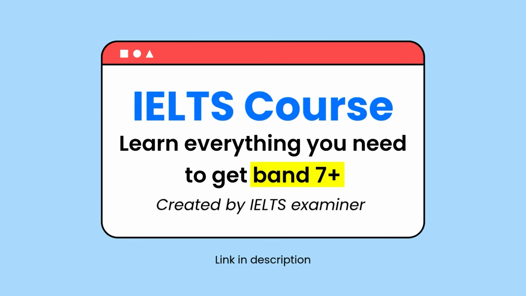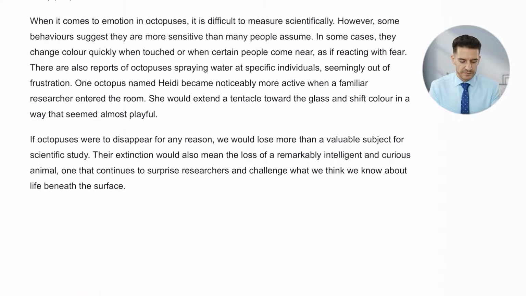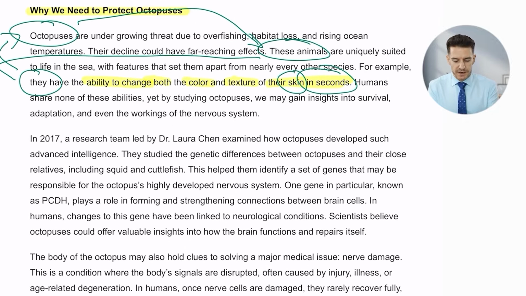Now, the other important thing is that the octopuses came from deep sea environments in this study. So let's go back up and we'll see if we can find it. Now, just before we find the answer, something to mention about true, false, and not given questions is they come in order. So that means we found the answer for number 1. It's right here.